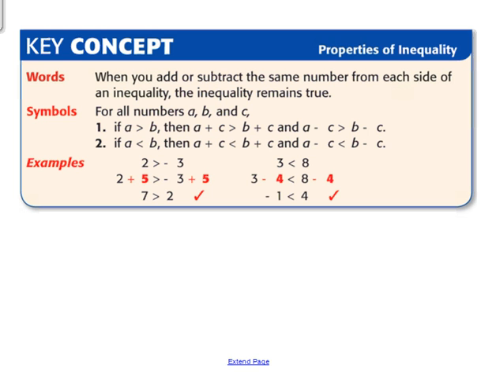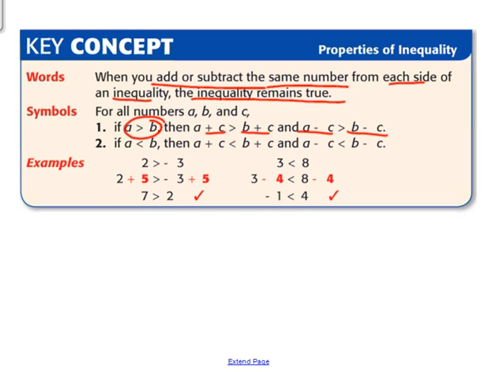Well, let's jump into some rules here. First of all, it says when you add or subtract the same number from each side of an inequality, the inequality remains true. So for example, if A is greater than B, then A plus C is still greater than B plus C. And A minus C is greater than B minus C.